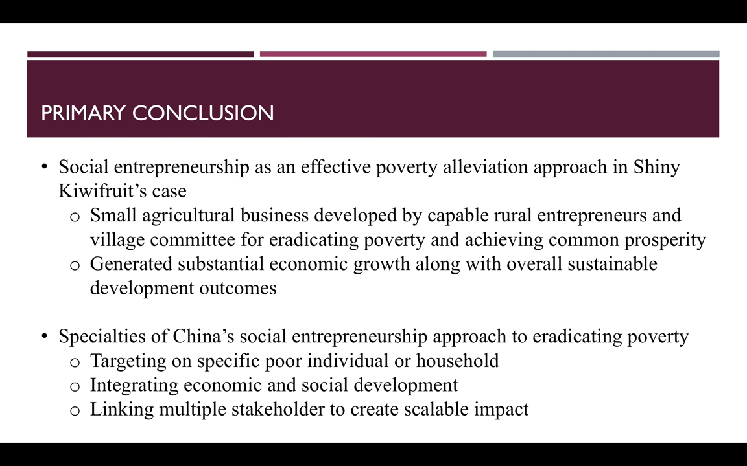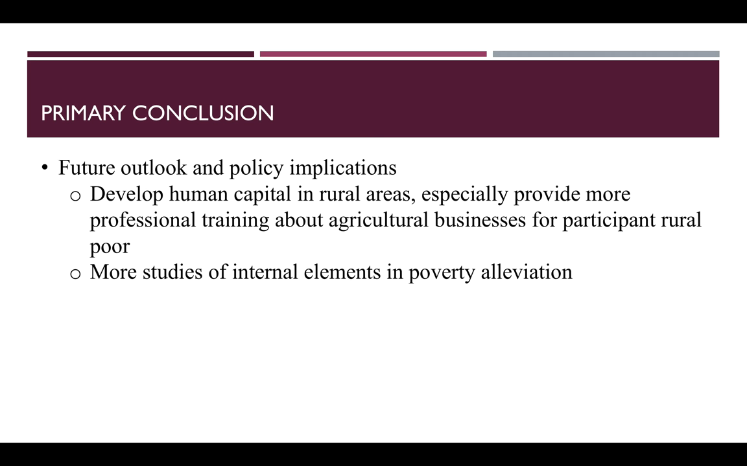development outcomes. And also, I identified three specialities of adopting social entrepreneurship as a poverty alleviation approach in China. One is that this approach really targets specific poor individuals or households, so it identifies the really personalized needs. Secondly, it integrates both economic and social development goals. Thirdly, it links multiple stakeholders ranging from villagers, rural entrepreneurs, village committees, and central governments together to create scalable impact.